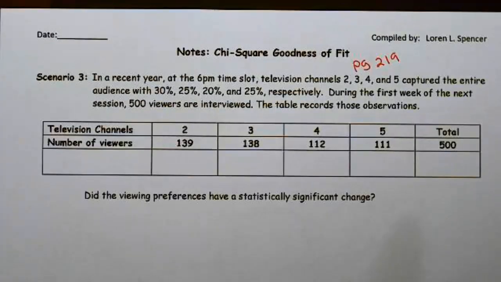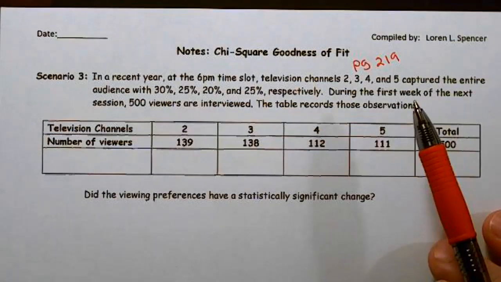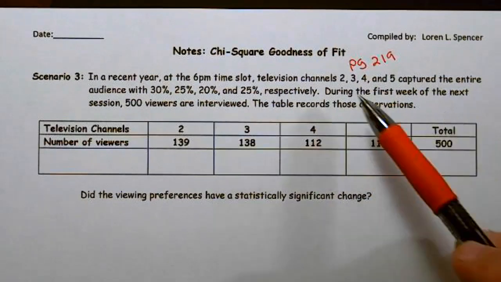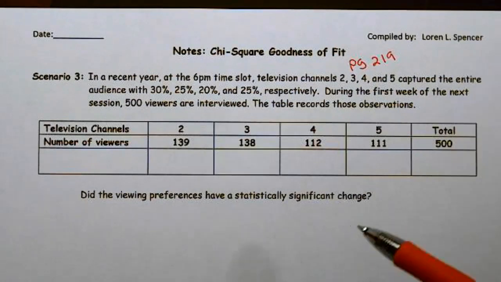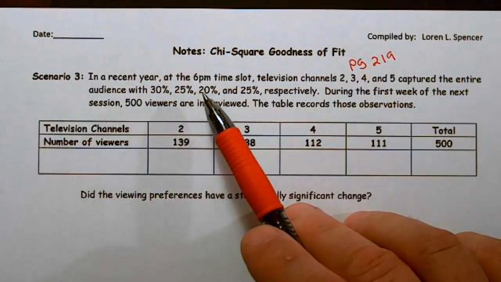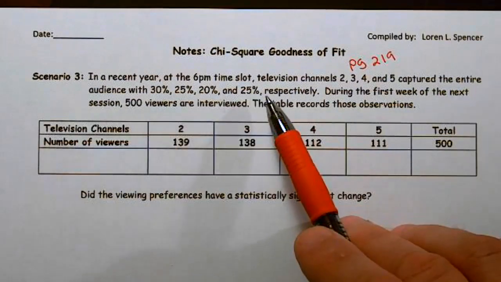All right, this is chi-squared goodness of fit scenario number 3. In a recent year at the 6 p.m. time slot, televisions 2, 3, 4, and 5 captured the entire audience. In other words, 4 channels. If they're watching TV, they were watching one of these 4 channels at 6 p.m. And they had 30%, 25%, 20%, and 25% respectively.